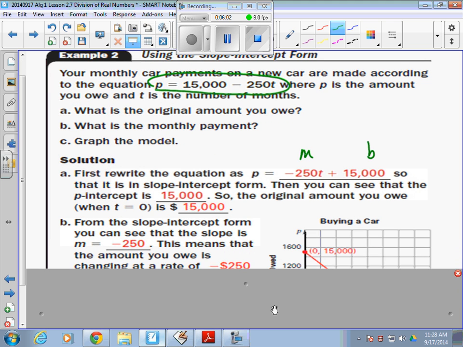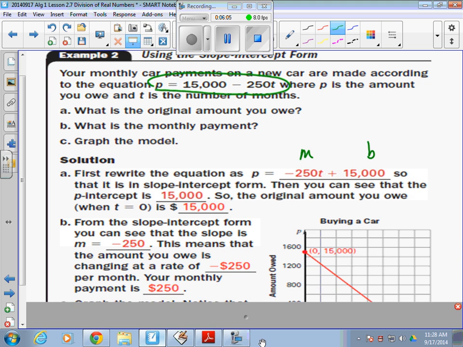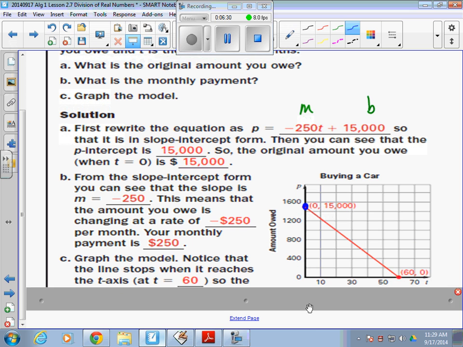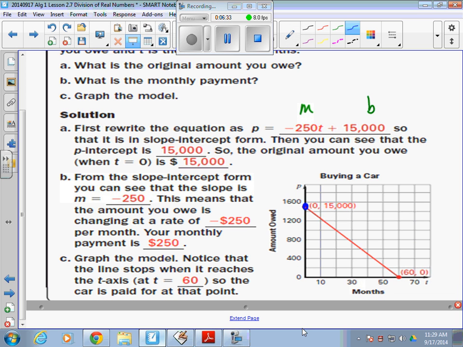Then it says from the slope we can see that it goes down $250. So every month it's going down $250. Therefore your payment each month is $250. So when we graph that, our B value says to start at 15,000. So on that graph right below 16,000 is where you're going to begin. You're going to go down $250 for every month.